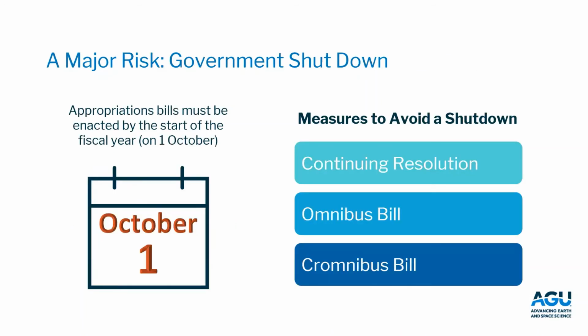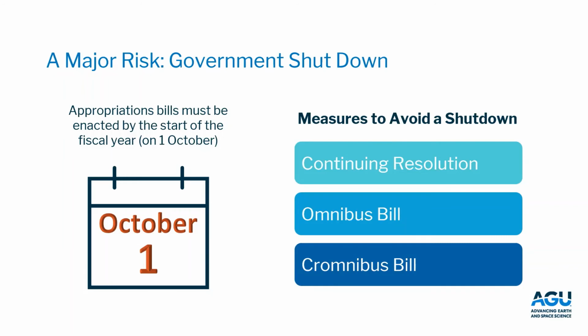If appropriations bills are not enacted before the start of the fiscal year on October 1st, federal funding lapses. This results in a government shutdown. If Congress has passed some, but not all of the 12 necessary appropriations bills, a partial government shutdown can result. There are a few measures in place to avoid a partial or complete government shutdown.